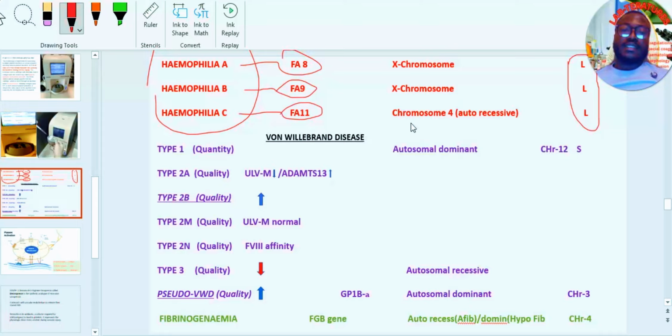So looking at the third hemophilia type, you should be able to assume why it is less common. The reason is that it is autosomal recessive and you need two alleles of the gene from both parents before you can have the disease expressed. So your mom and your dad should have the chromosome 4 gene aberrated on the long arm that affects the factor 11 gene.